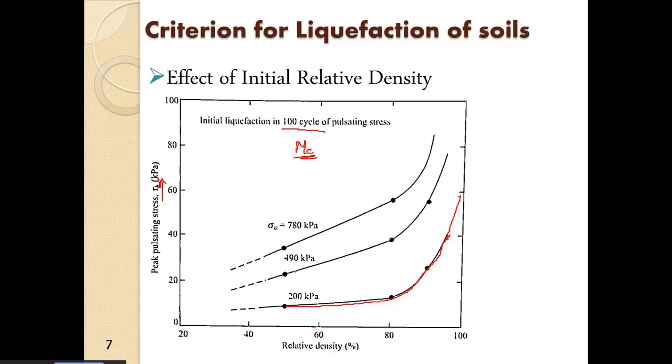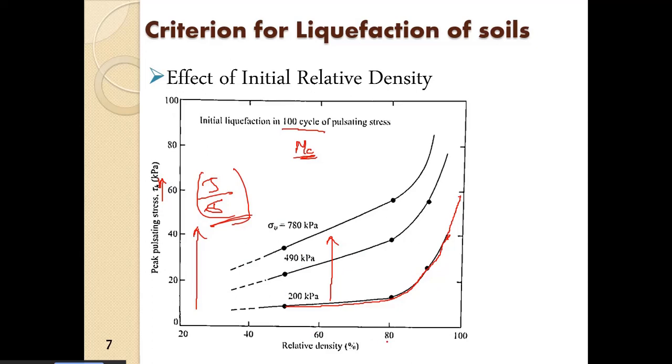So here also same behavior at the various confinement, same behavior. Again with increasing confinement, higher pulsating stresses required. Obviously, if you see here, that stress ratio is very significant as well, right? So here with increasing confining stress, we need higher pulsating stress, right? That means the cyclic stress or the shear stress, tau cyclic, right?